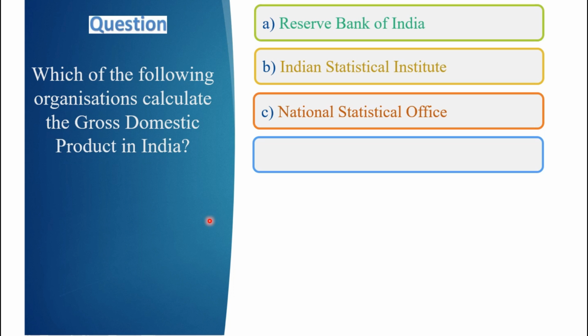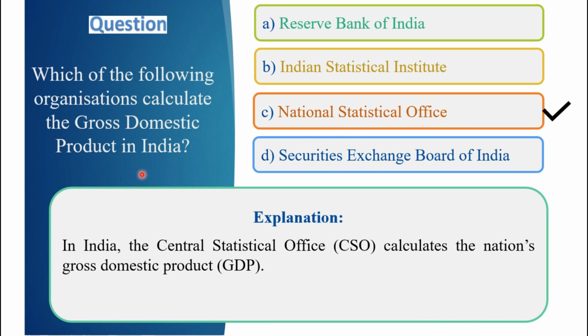And option number 3 is National Statistical Office, राष्ट्रीय सांख्यिकी कार्यालय. And option number 4 is SEBI, Securities Exchange Board of India. And the correct answer for this question is option number C, National Statistical Office. That means Rashtriya Sankhiki Karyalay. In India, the Central Statistical Office calculates the nation's gross domestic product.